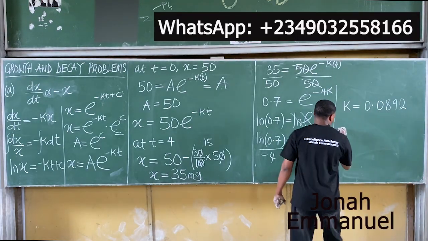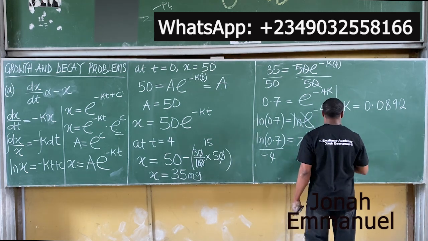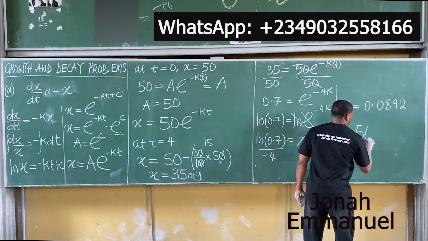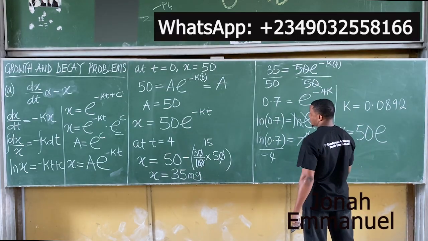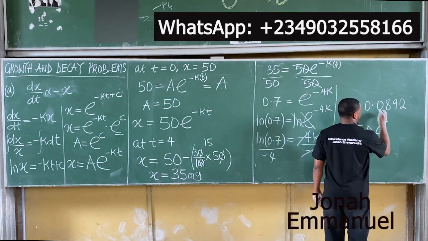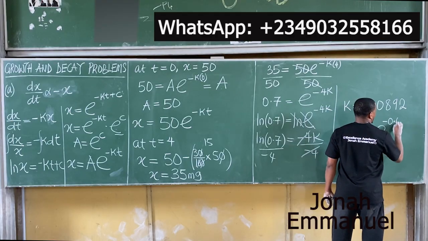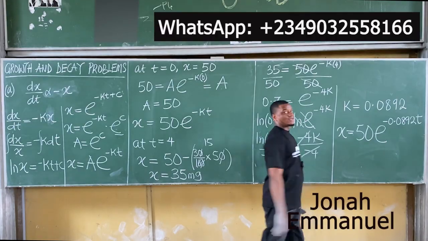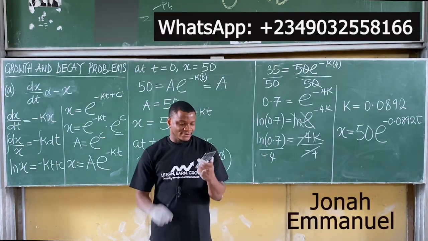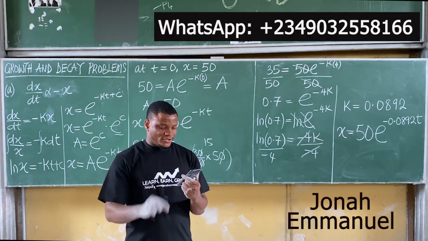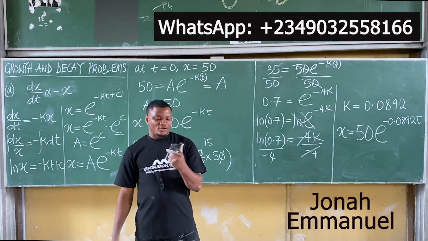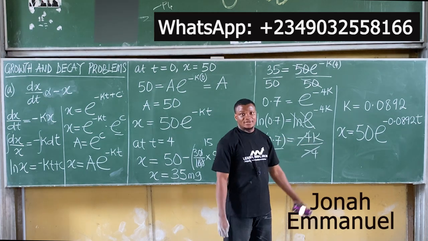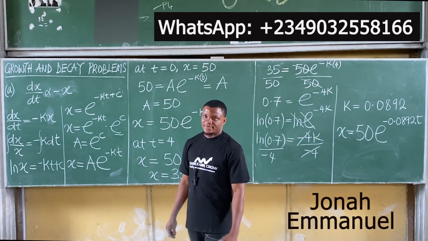So that means that x is equal to 50 exponential minus 0.0892t. This becomes the expression that is required. So when they say obtain an equation for determining the amount of material present at time t, this becomes the required equation.